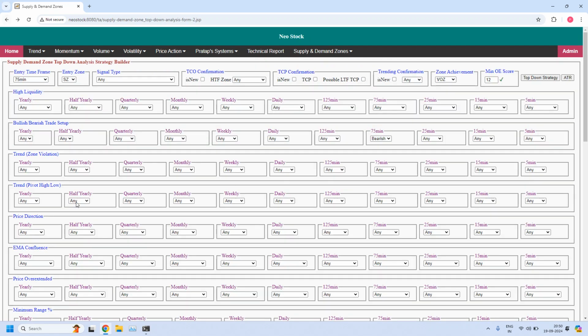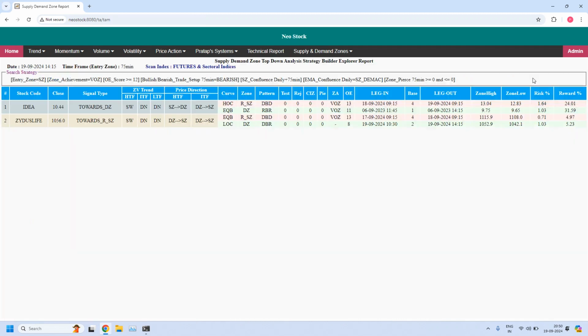So let's verify. In the supply zone confluence, where is it? In the EMA confluence, the daily supply zone with daily EMA confluence I enabled. Let's verify. 2 stocks are filtered. Out of 3, these 2 stocks are filtered and their probability is much better.